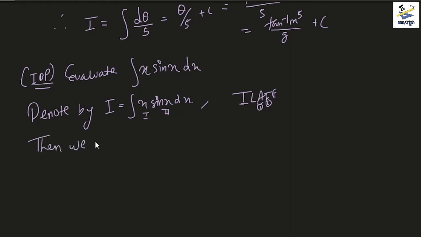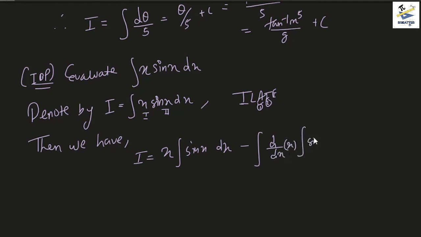Then we have I equals x into the integral of sin x dx, minus the derivative of x, which is d/dx of x, into the integral of sin x dx, and the whole thing is dx here, right? Now the integral of sin x is minus cos x, so this is minus x cos x, minus d/dx of x is just 1, and the integral of sin x is again minus cos x, right?